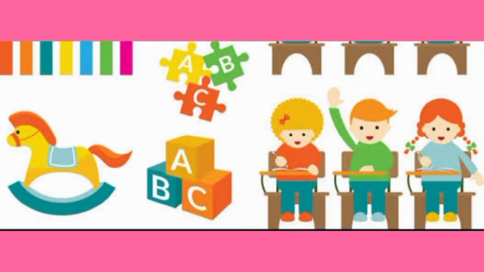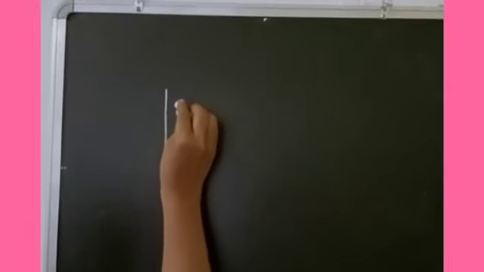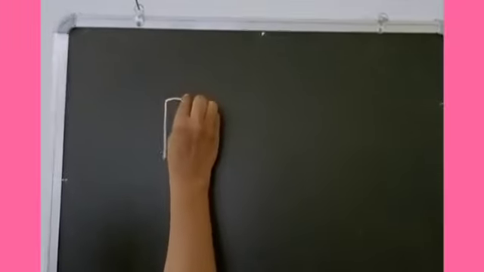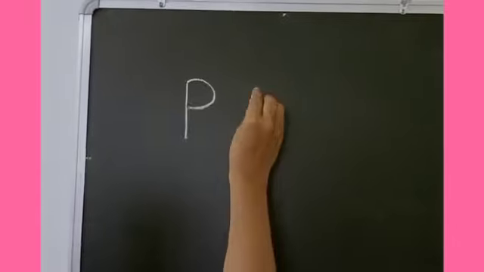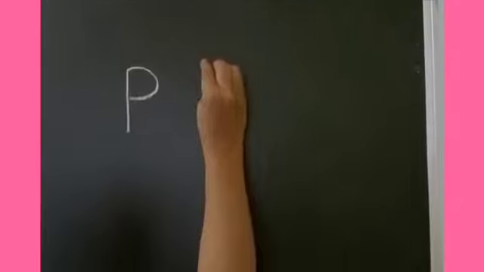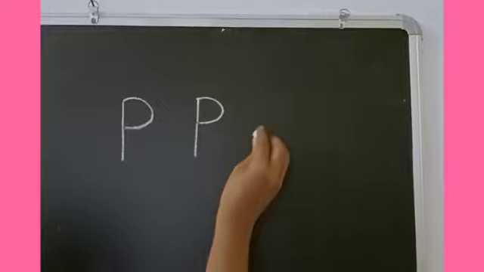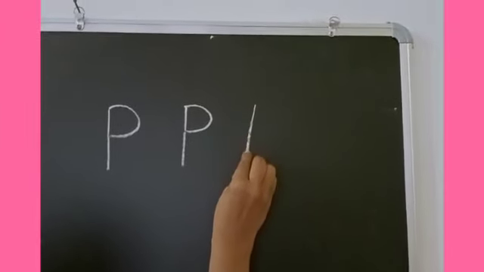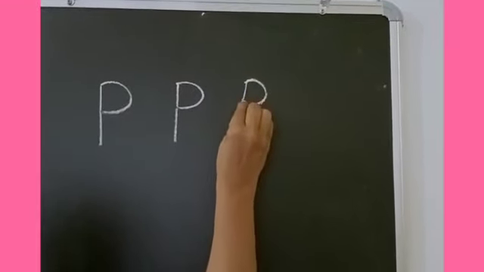Now let us look how we are going to write capital letter P. First, draw a standing line. Then a small curve towards the right. We get capital letter P. What is this letter called, children? Capital letter P.